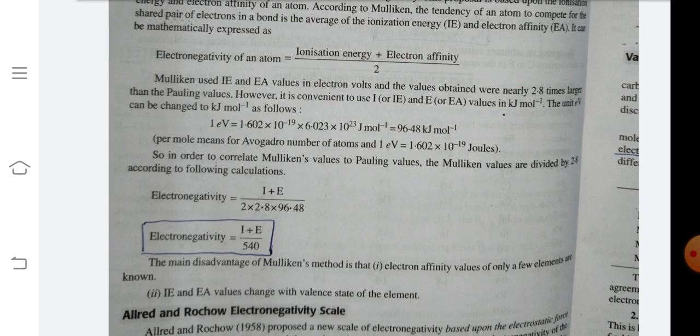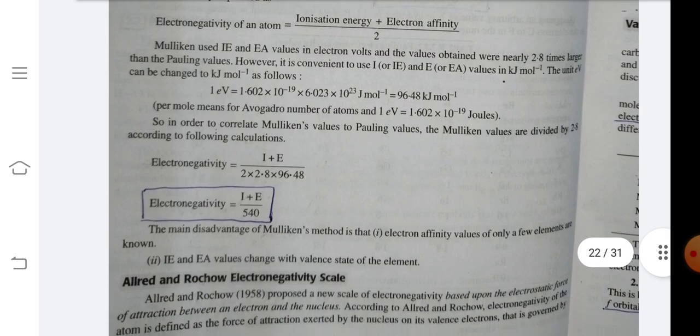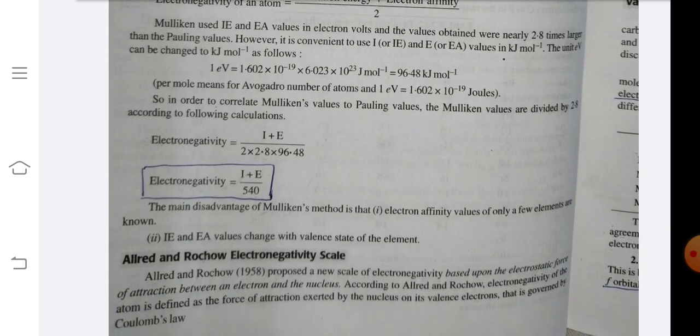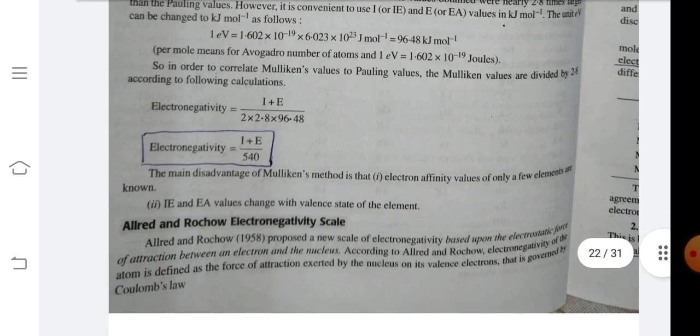However, it is conventional to use ionization energy or electron affinity values in kilojoule per mole. The unit electron volt can be changed to kilojoule per mole, as 1 electron volt is equal to 1.602 into 10 to the power minus 19 into 6.023 into 10 to the power 23 joule per mole, which is equal to 96.48 kilojoule per mole. So in order to correlate Millikan's values to Pauling values, the Millikan values are divided by 2.8 according to the following calculation. Electronegativity is equal to ionization energy plus electron affinity upon 2 into 2.8 into 96.48. Electronegativity is equal to I plus E upon 540.